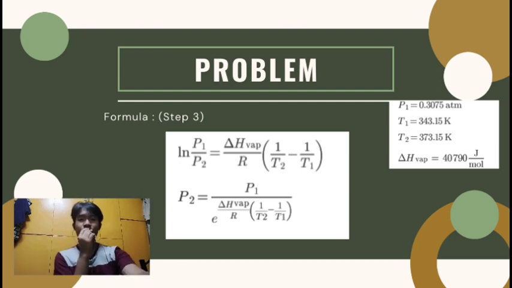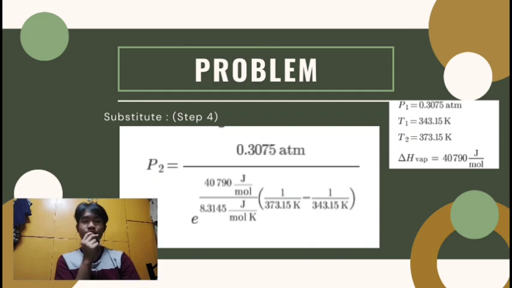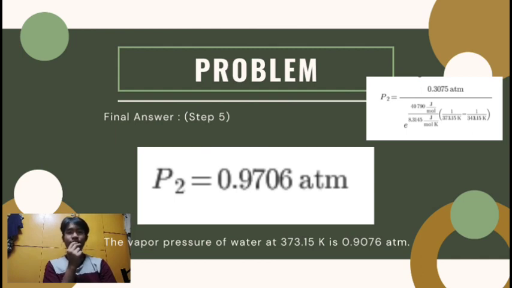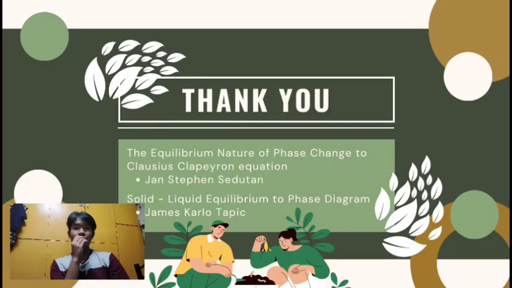Then we'll go to step 4: substitute the given values. Now that we have substituted the given values, we'll proceed to the calculation. After you solve it, step 5 is the final answer, which is P2 equal to 0.9706 atm. So the vapor pressure of water at 373.15 Kelvin is 0.9706 atm. And that's all for the equilibrium nature of phase change and the Clausius-Clapeyron equation.